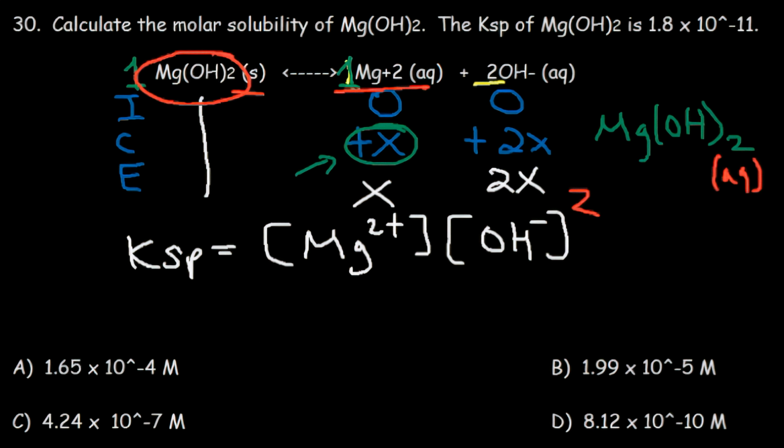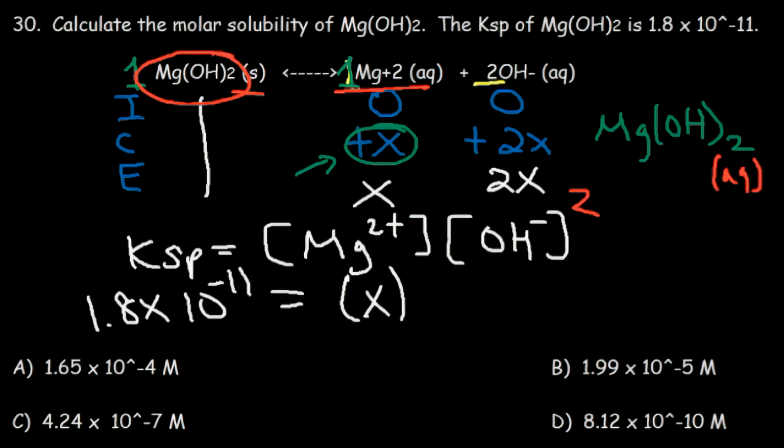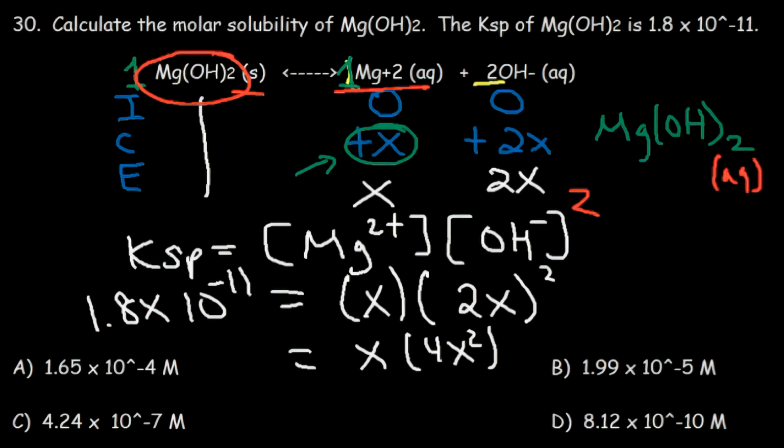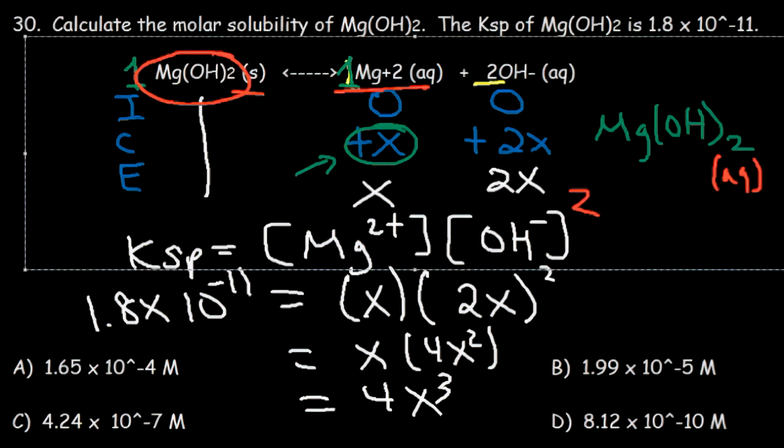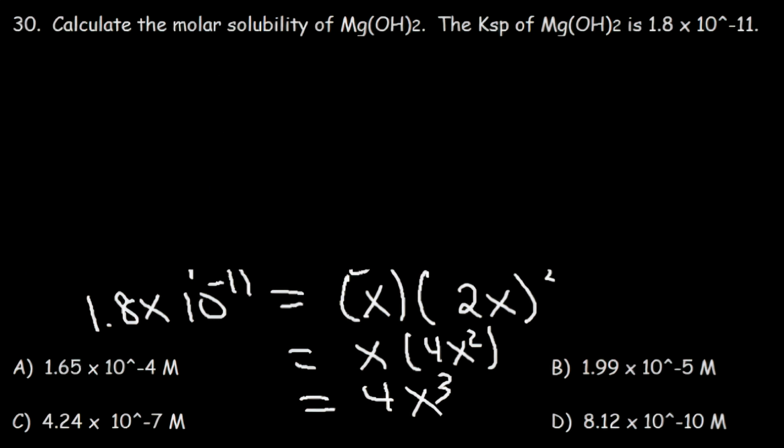So we can plug in 1.8 times 10 to the minus 11 for Ksp. The Mg2+ concentration is the same as the value of x. Hydroxide is equal to 2x, but we have to square it. So 2x squared, 2x times 2x is 4x squared. And 4x squared times x is 4x cubed. So let's make some space first. So 1.8 times 10 to the minus 11 is equal to 4x cubed.